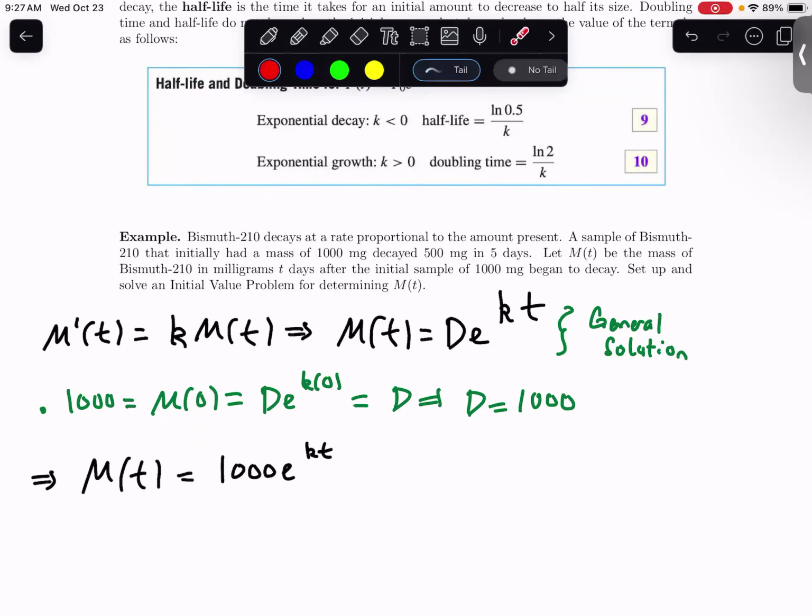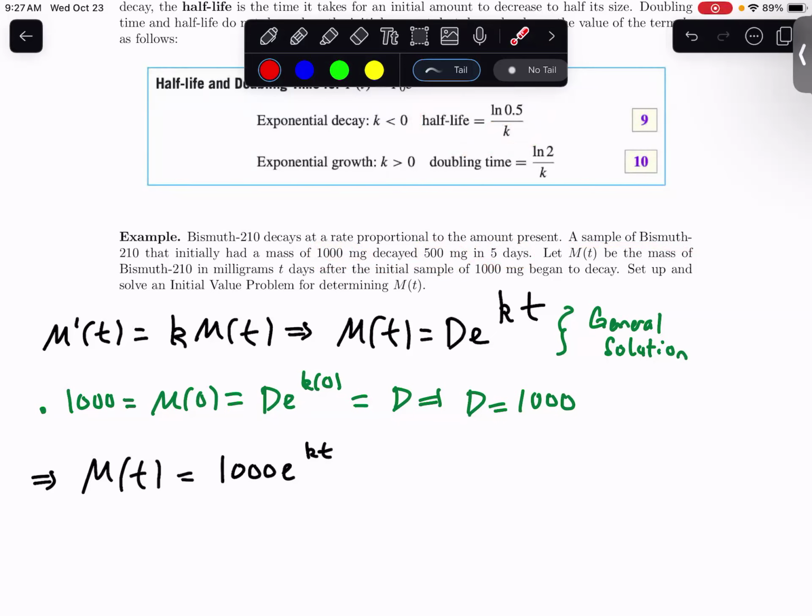And then we're also told that a sample of bismuth 210 initially had a mass of 1,000 milligrams, and it decays to 500 milligrams in 5 days. So what this is really telling us is, well, we don't know what k is equal to, but this is really saying the half-life is 5 days. It started at 1,000 milligrams, went to 500 in 5 days. So we know that the half-life is going to be equal to 5.